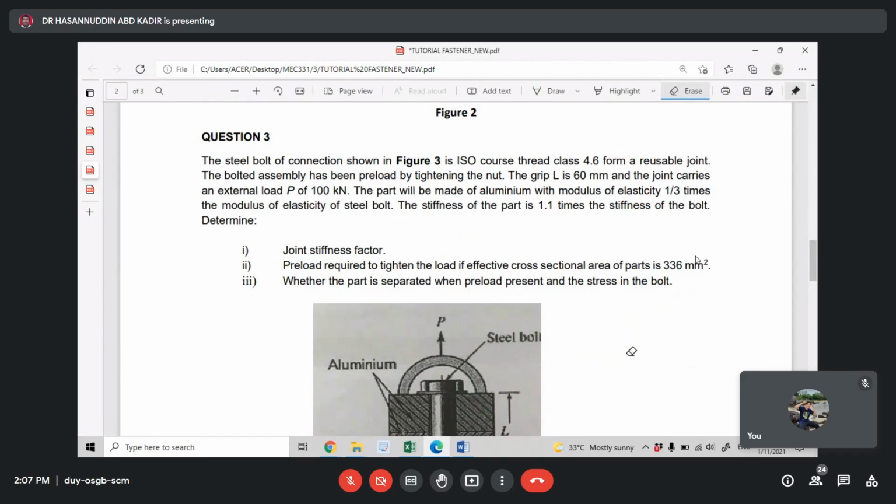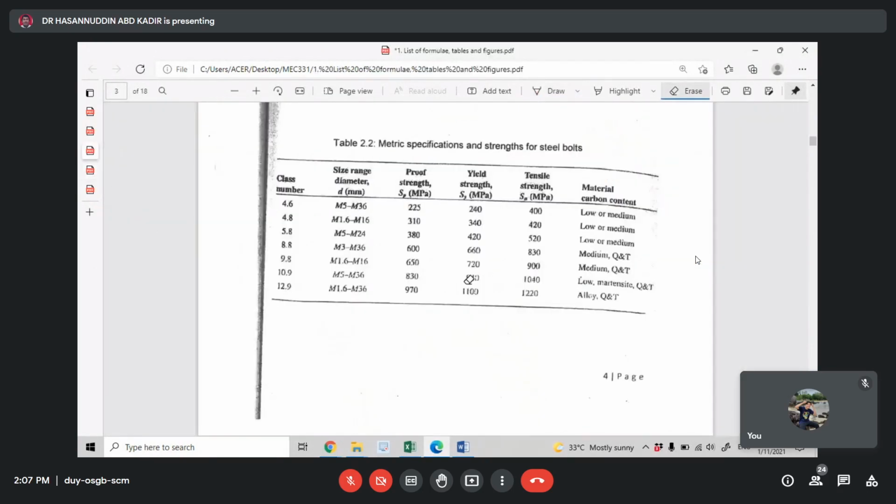So this one they said they have ISO course thread class. This one they already mentioned they have a class grade. Okay, we also can mention as a grade 40.6. So if you refer to your table here, this one 40.6. So if you had said about 40.6, normally they will ask you to find maybe the SP lah. The SP, from the SP what you can have.